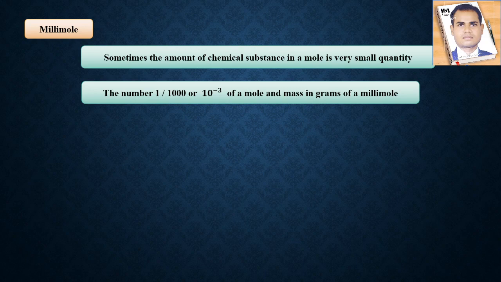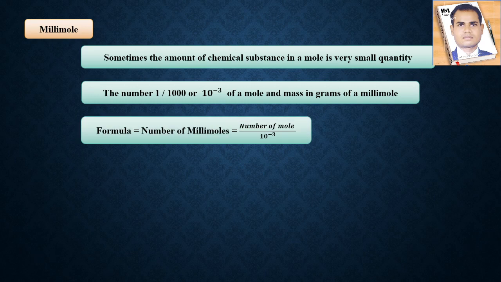So the millimole is used because sometimes the amount of a chemical substance in moles is a very small quantity, so at those times we can use millimoles. You have to take 1 by 1000, or 10 raised to minus 3, of a mole, and the mass is in grams per millimole. And the formula for the number of millimoles: you take the number of moles divided by 10 raised to minus 3. So by using this formula you can calculate the number of millimoles, right?